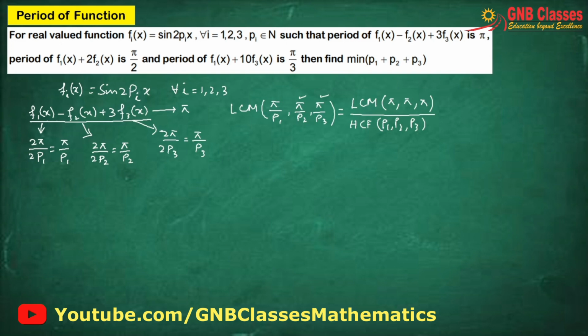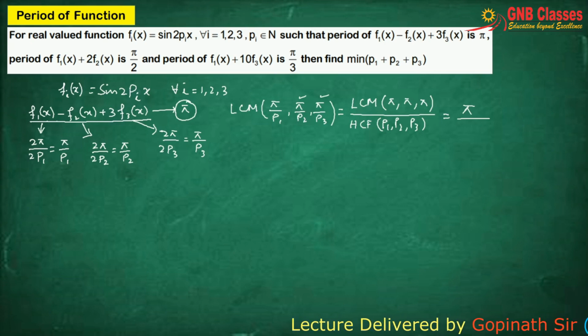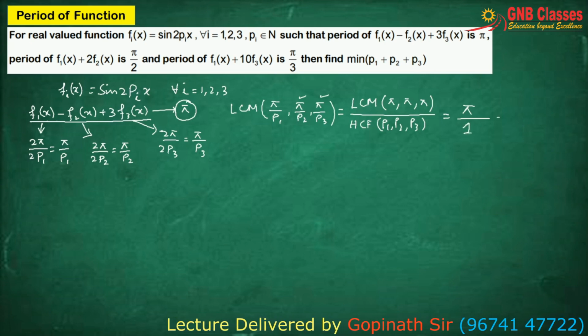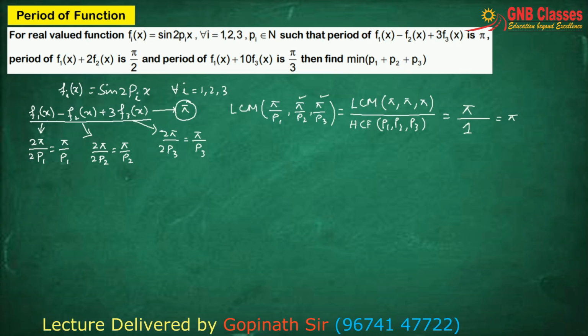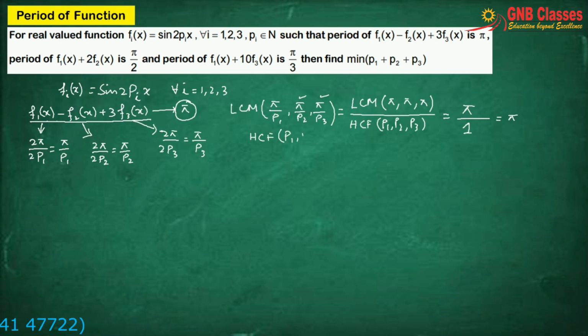LCM of π, π and π will be nothing but π, divided by HCF of p1, p2, p3. Since they have said that the period of this function is π, therefore HCF of p1, p2, p3 must be equal to 1. Is it clear? Then only you will get its period as π. Therefore, the conclusion that we have drawn from here is HCF of p1, p2 and p3 will be equal to 1. Is it clear? Now, see the second one.